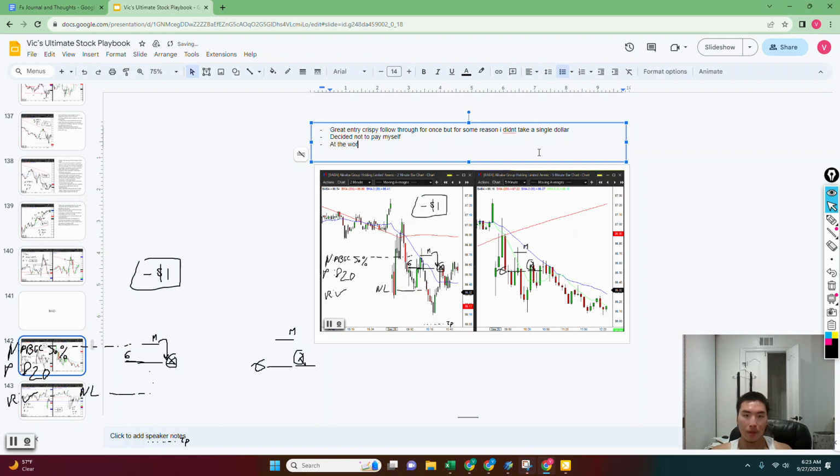At the worst, I should have locked the new low here. Should have definitely made money on this trade, but nothing at all. Shame on me.